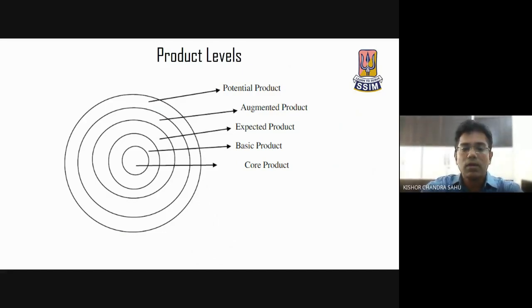Then the next level is the augmented product. In the augmented product, the customer's expectation is exceeded by the marketer, who can provide something like, in this example, a remote control television set, fine dining, or maybe room service. So these are called augmented product. And potential product is about when you exceed the customer's expectations in a huge way and try to create the wow factor, to surprise and delight them, right? So these are the different product levels.